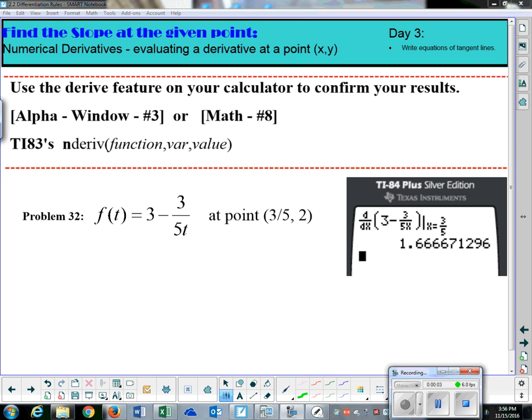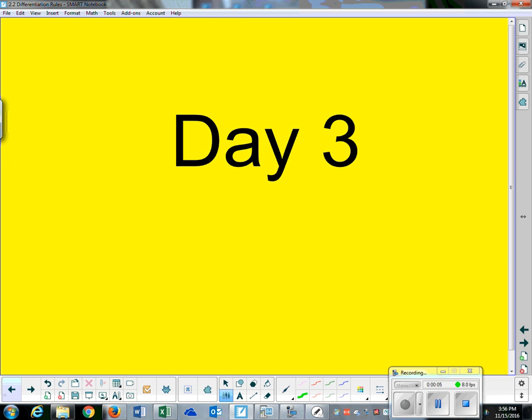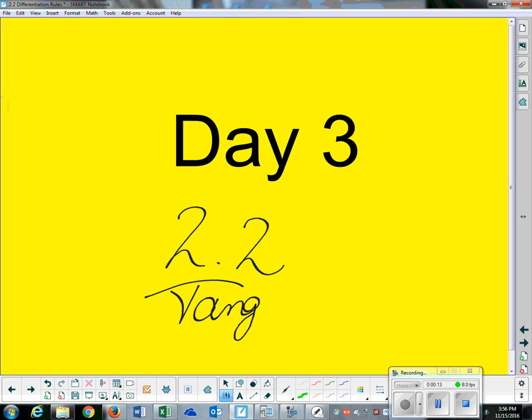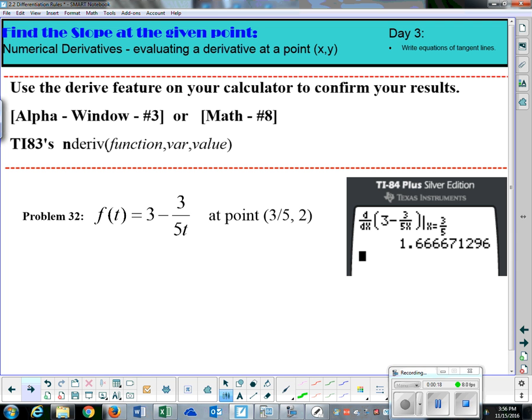Okay, hey, we are on day 3 of section 2.2, and today we're going to talk about tangent lines and writing equations for the tangent line. So, a little bit of calculator work today too, so if you have your calculator, that will be handy as well. Find the slope at the given point.